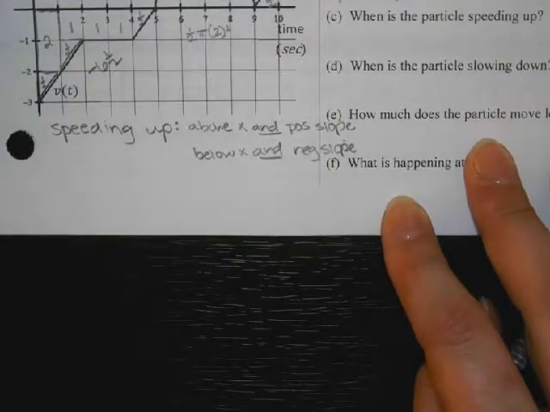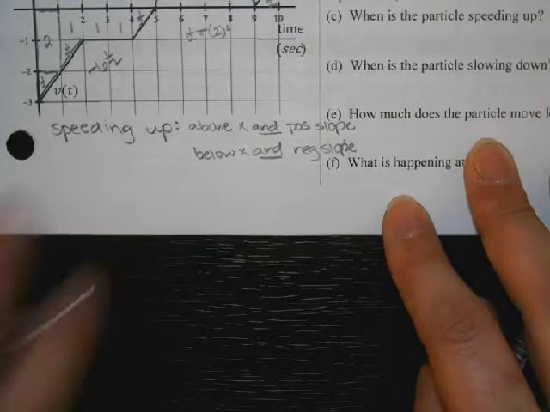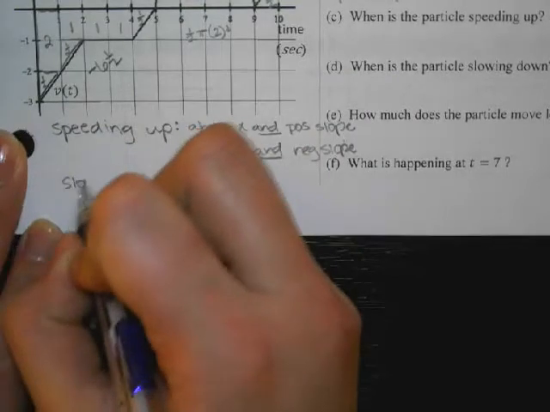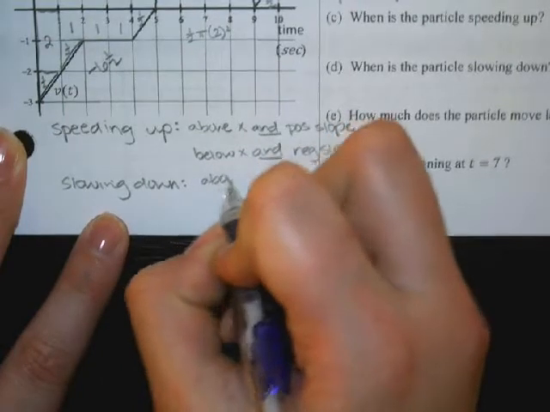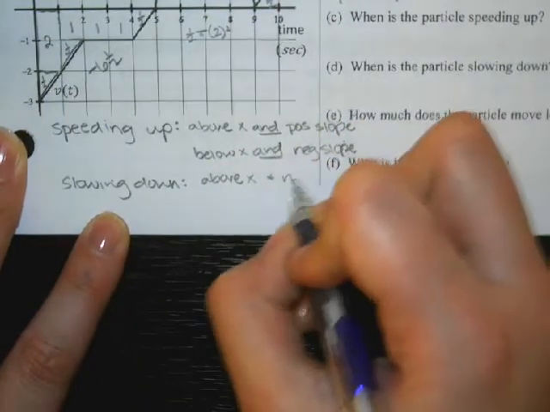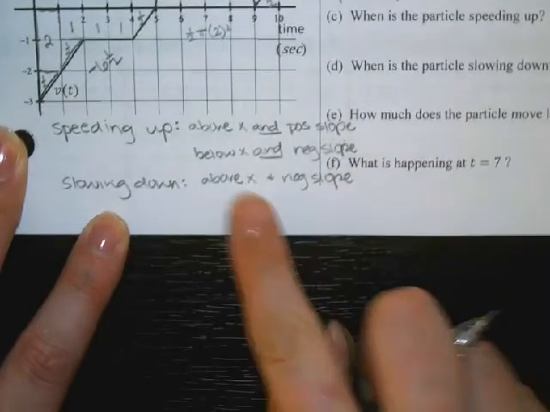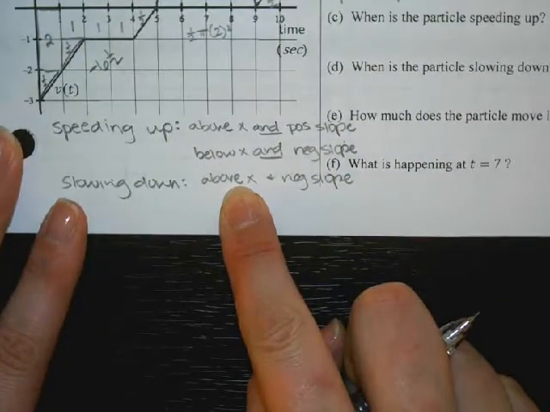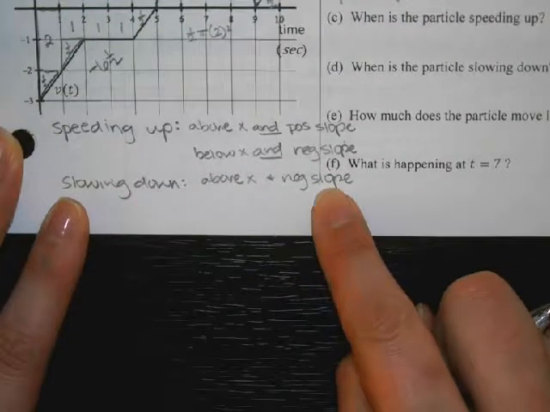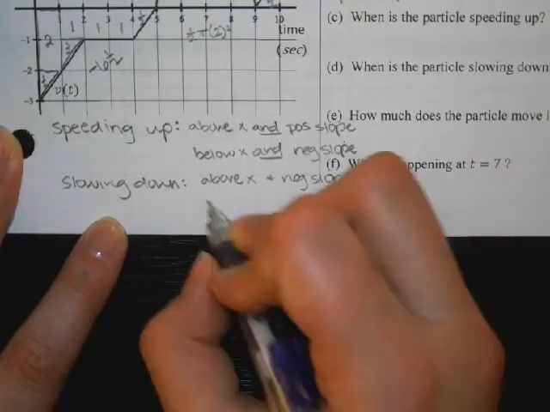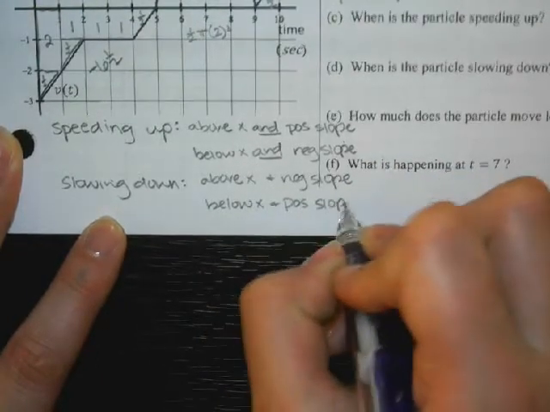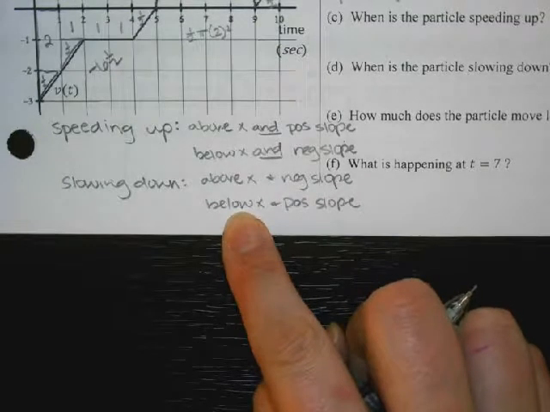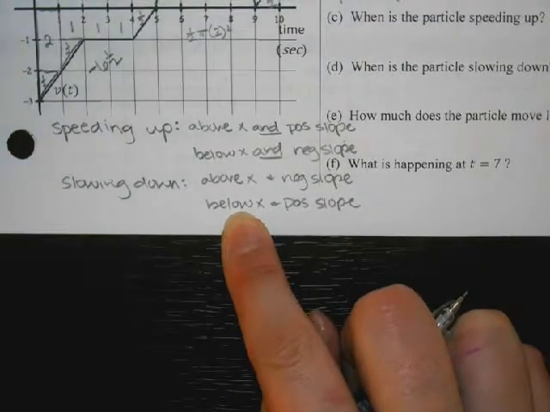Slowing down means that your velocity is one sign, positive or negative, and your acceleration is the other. So for slowing down, that could mean that you are above the x-axis and you have a negative slope. Above the x-axis would mean that the velocity is positive, but a negative slope means the acceleration is negative. Or you could be below the x-axis and have a positive slope. Below the x-axis would mean your velocity was negative. A positive slope would mean your acceleration was positive.